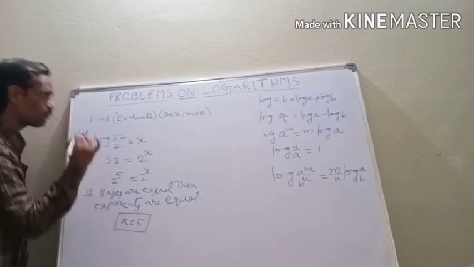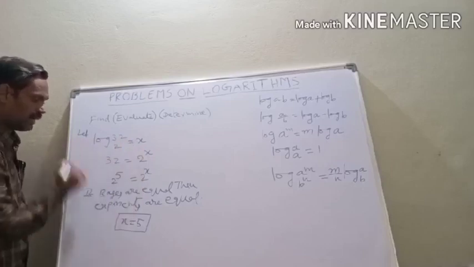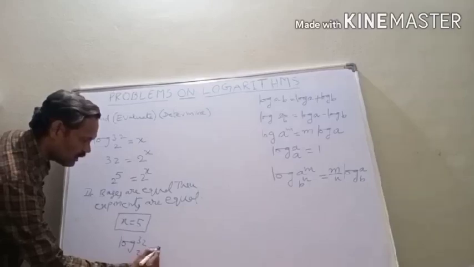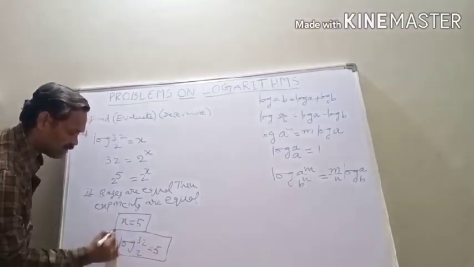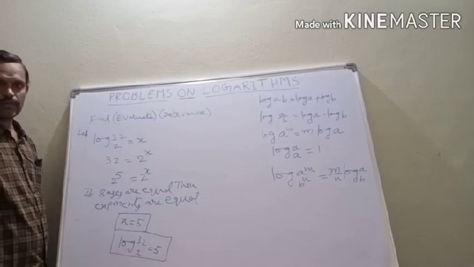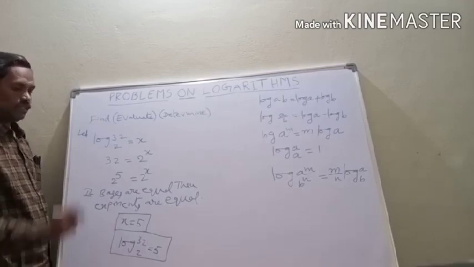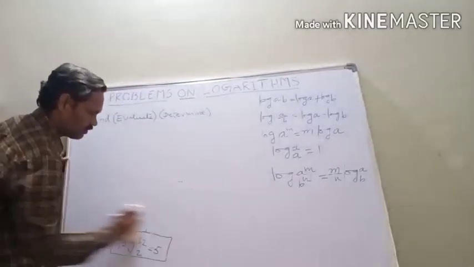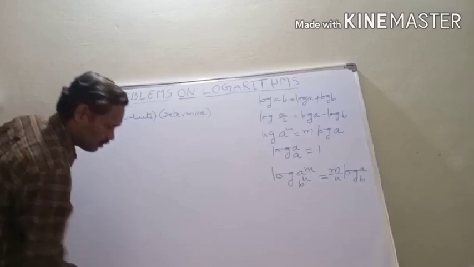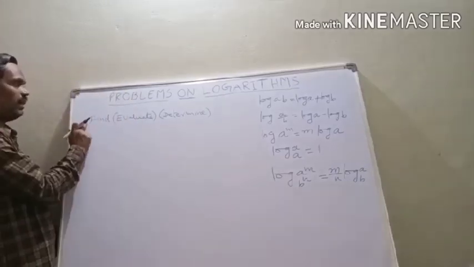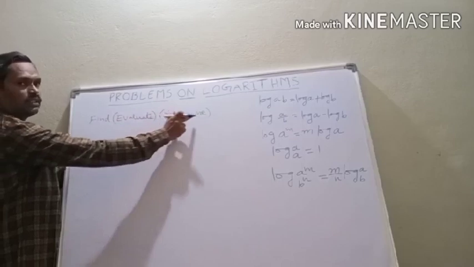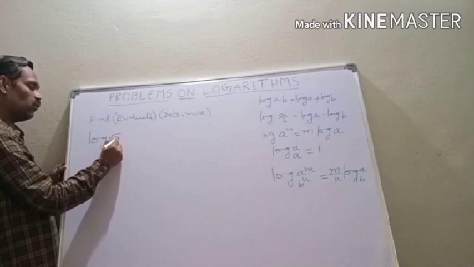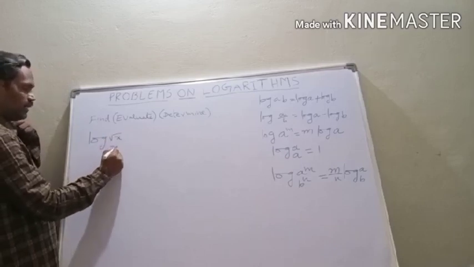What is meant by x? That is, log 32 base 2 is equal to 5. So finally the result will be 5. Okay, is it clear? Then go for the second problem. The problem is like this: find or evaluate or determine the value of log root x base x.